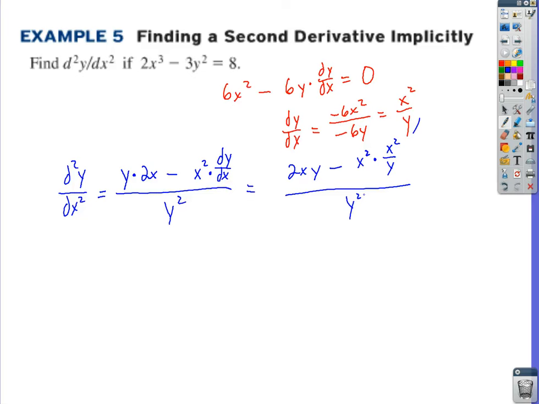The big key there is once you take your second derivative, you're going to probably have some dy/dx's laying around, and you have to input what your first derivative was. Okay? Whew! That was a lot to take in.